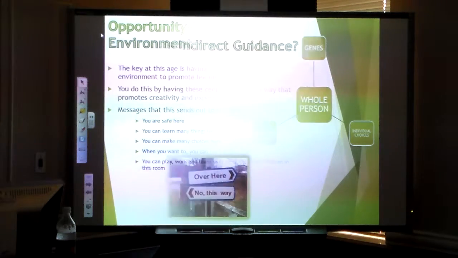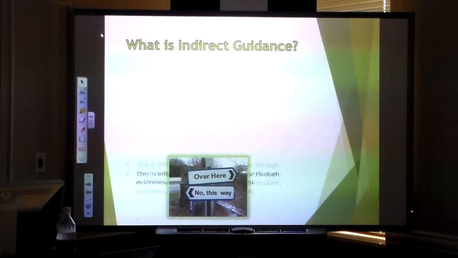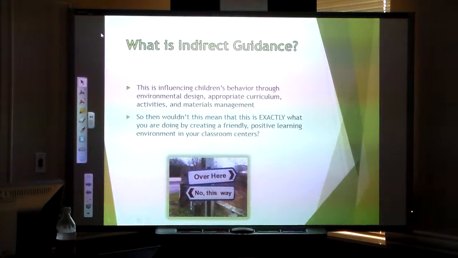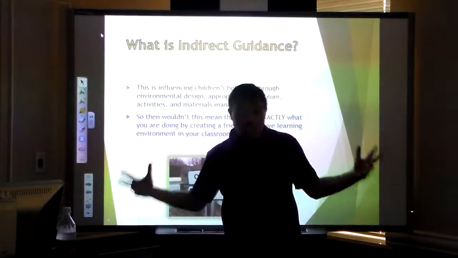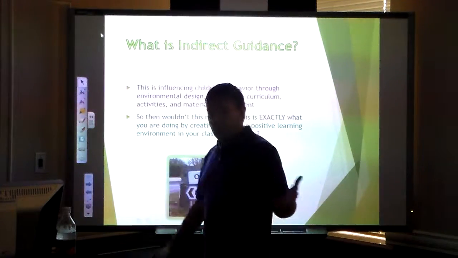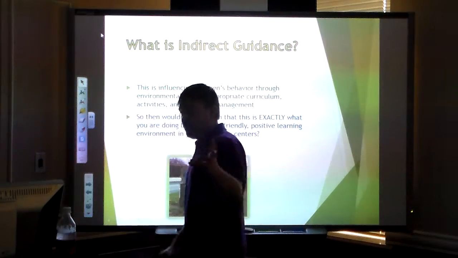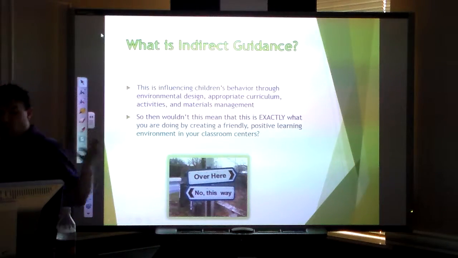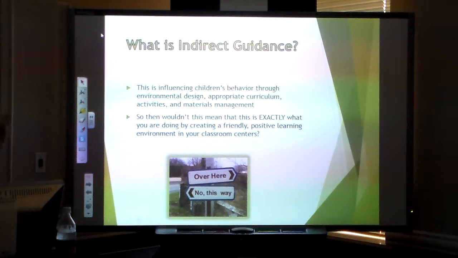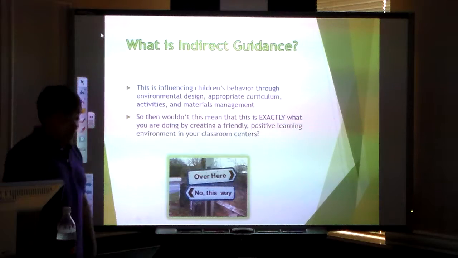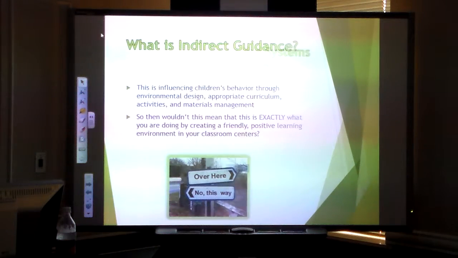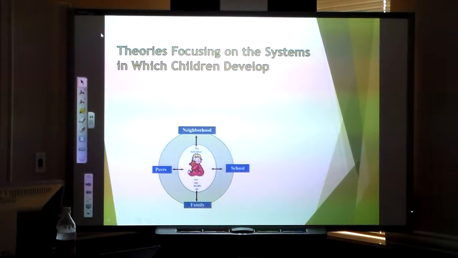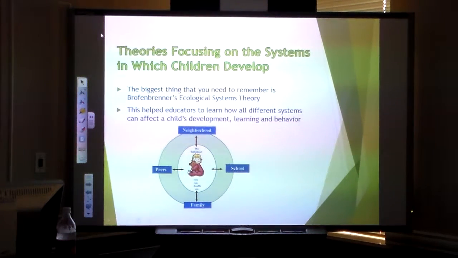So, indirect guidance. Indirect guidance is basically having things done appropriately, having the classroom set up appropriately, having materials available appropriately. That's indirect guidance. I'm not telling the kids what to do, but I'm giving them an environment where they can be successful. So they have a positive, friendly learning environment. They're going to be able to make choices that are good choices. That's indirect guidance.